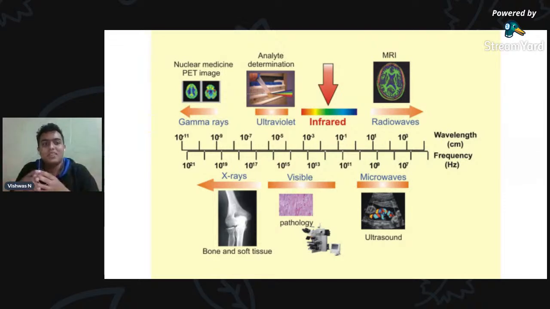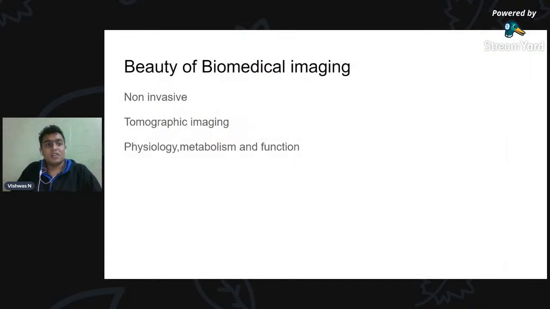These are just radio waves, gamma waves, infrared rays. It's a huge way of understanding what this technology is all about. So to give you that intuitive understanding of what this technology is, let's hop into the further technologies. The beauty of medical imaging is non-invasive tomographic imaging and also physical metabolism and function.